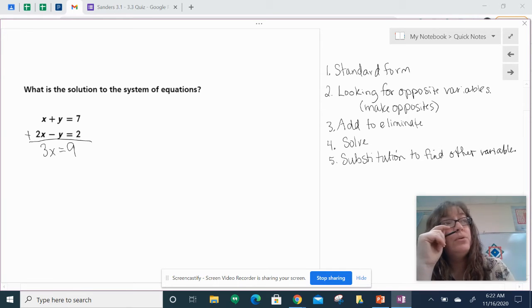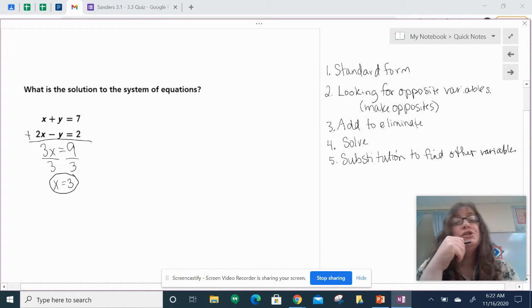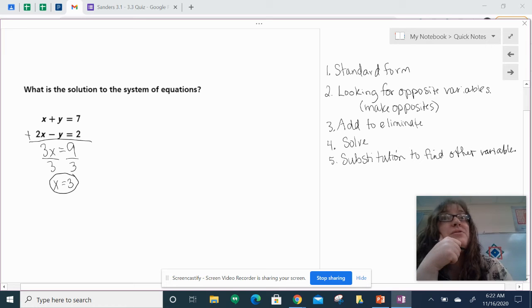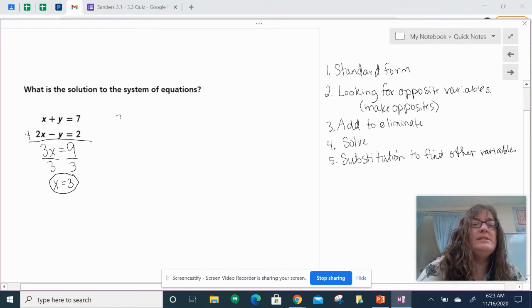Finally, in step 4, we're going to solve a simple equation. In this case, I'm going to divide each side by 3, and I get x is equal to 3. So I have my first variable solved for, but remember in a system, we're looking to solve for the x and the y. So now I'm going to use substitution to find the other variable, which means I'm going to plug that answer into one of these two equations. It does not matter which, so I always look for the easiest. In this case, I think the top equation would be easiest. So I'm going to say 3 plus y is equal to 7.